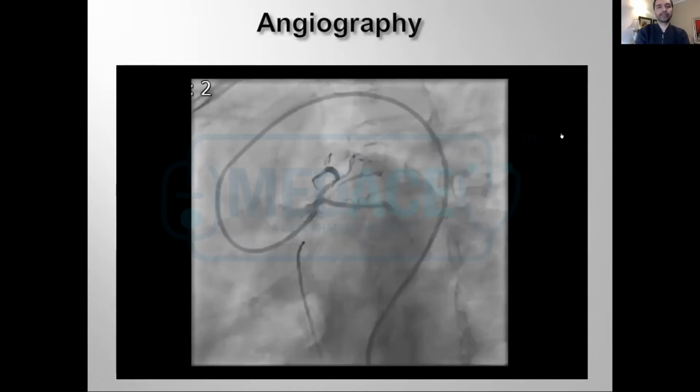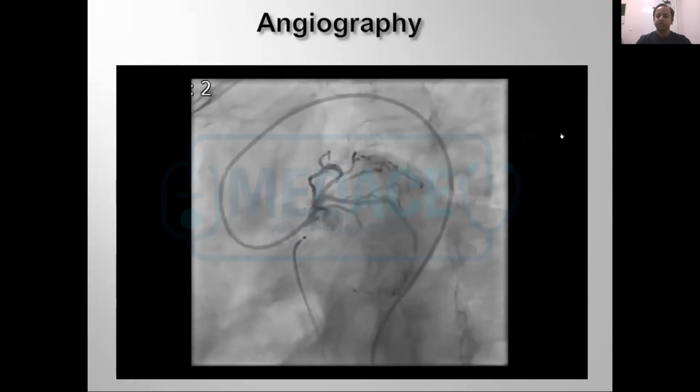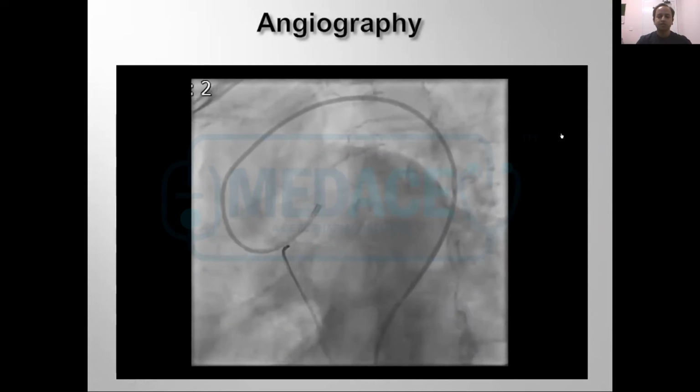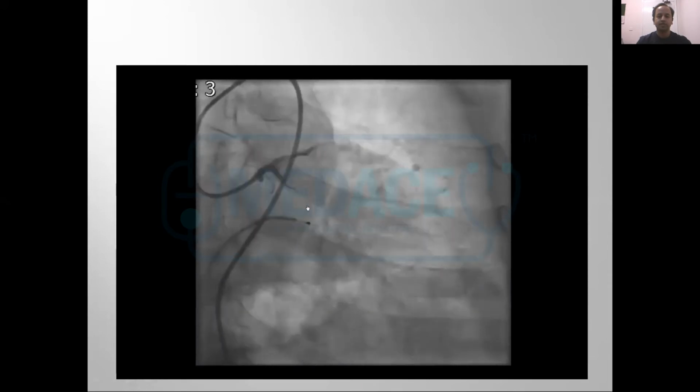So this is the angiogram, which shows severe proximal LAD calcified stenosis and proximal circumflex moderate to severe stenosis. We can see a dissection flap at the mid-circumflex level, and it looks calcified.